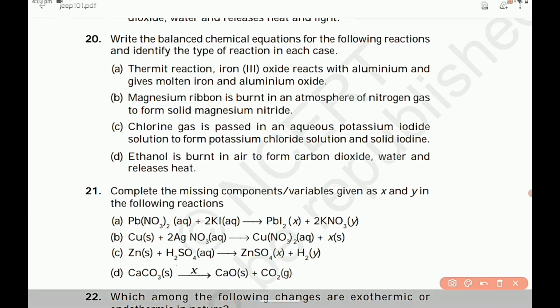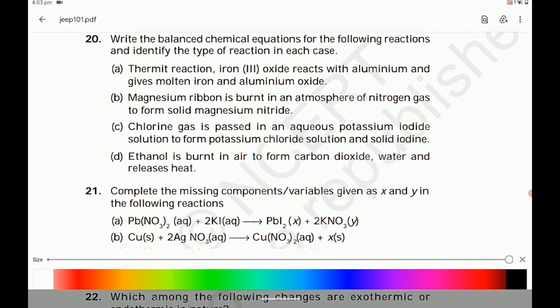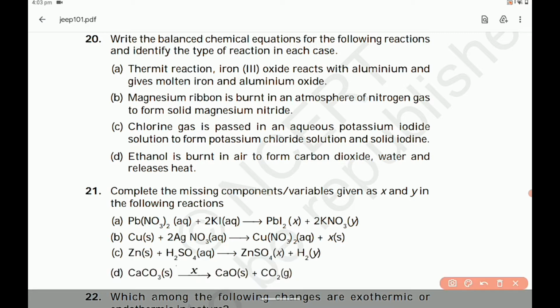What is the next question? Write the balanced chemical equations for the following reactions and identify the type of reaction in each case. So thermite reaction, we have ferric oxide with aluminium to give molten iron and aluminium oxide. This is simple, right?